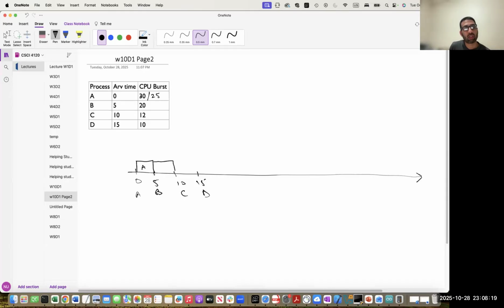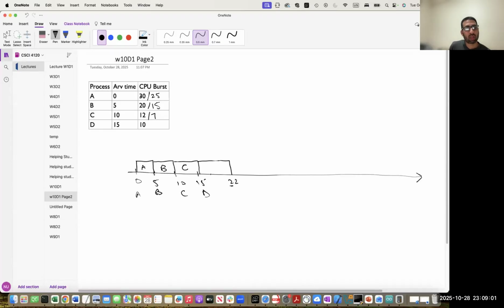So B runs for 5 time units and then C arrives, so its remaining time is 15. Now I have three candidates, A, B, and C. C has the smallest, which is 12 burst time, so I allow C to run. C runs for 5 time units and then D arrives, so it is left with 7 time units. Now I have 4 candidates, A, B, C, and D. C still has the smallest, so I allow C to continue. It runs for 7 more time units and finishes at 22.